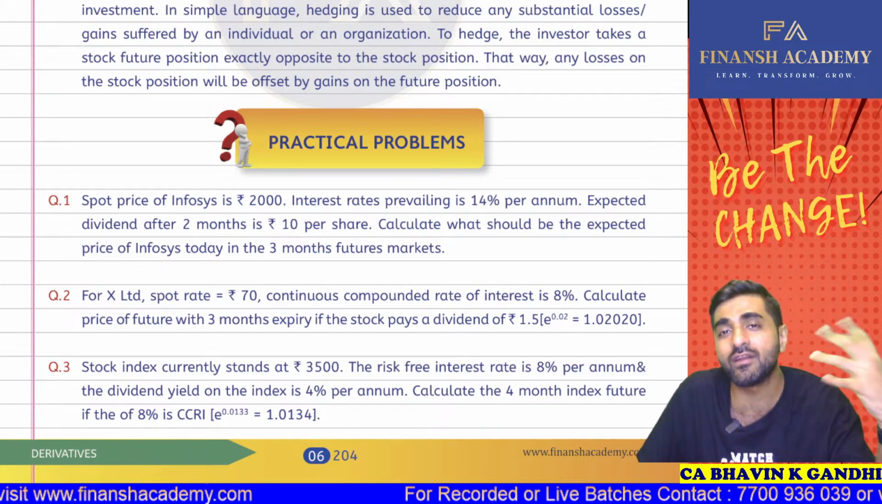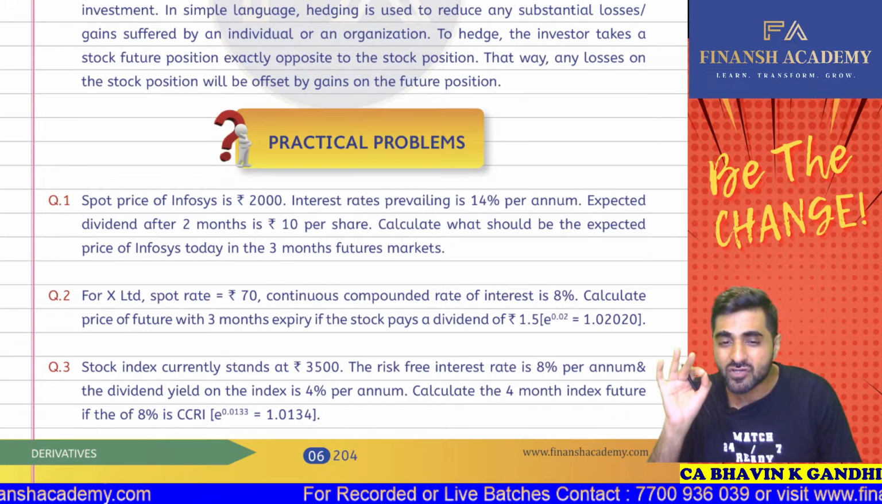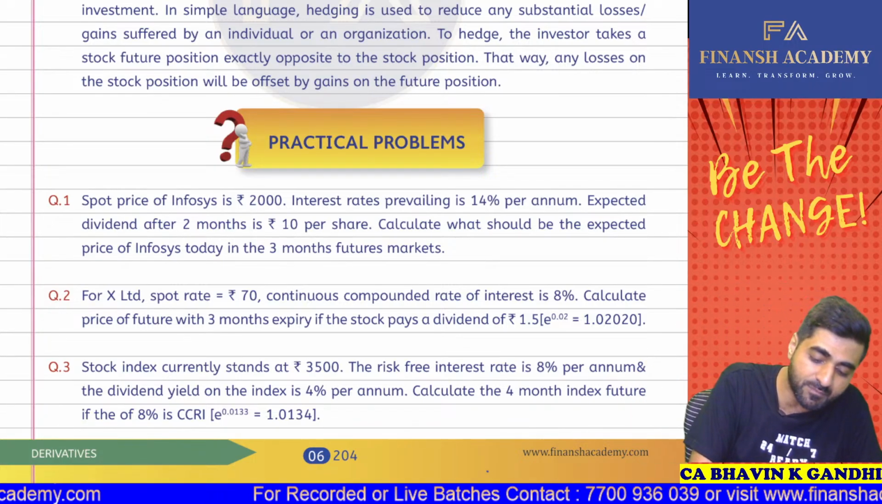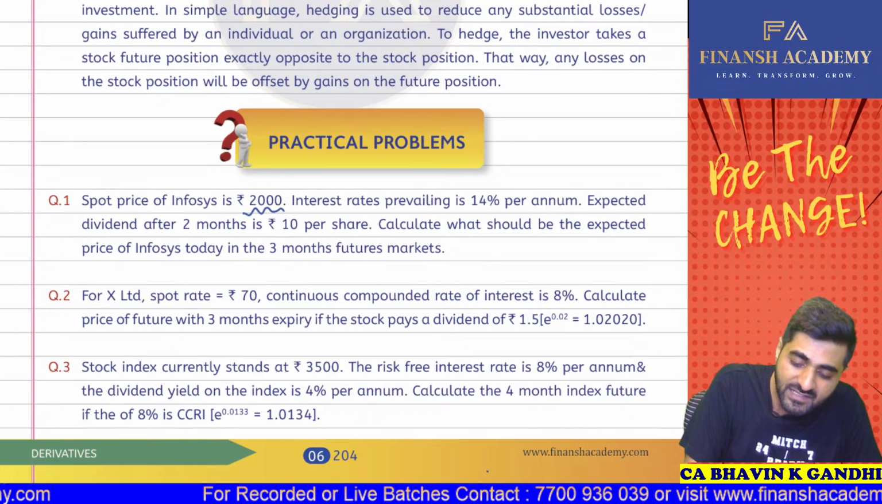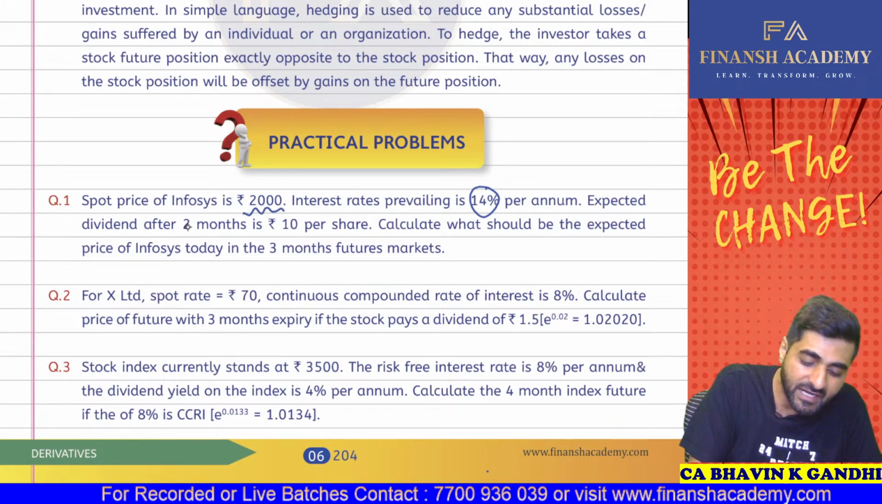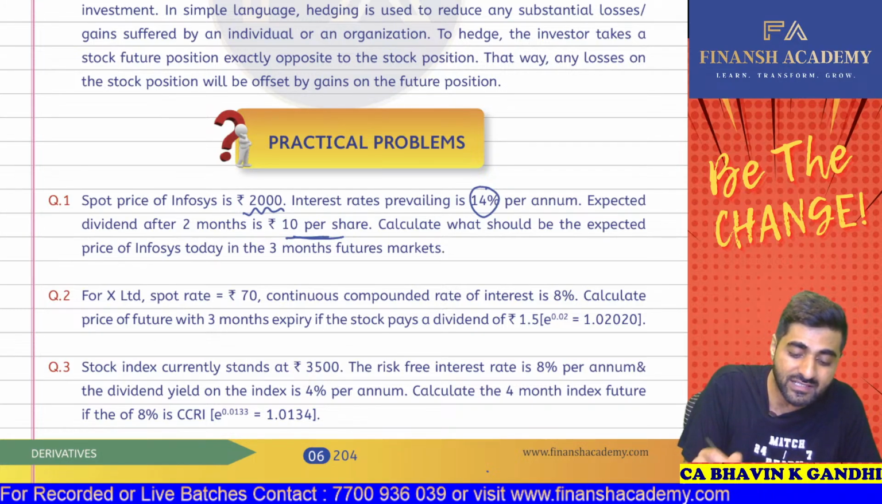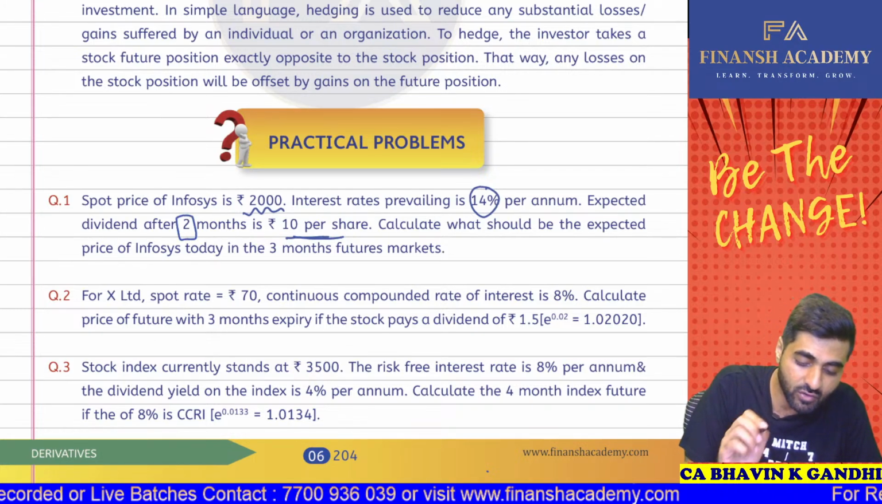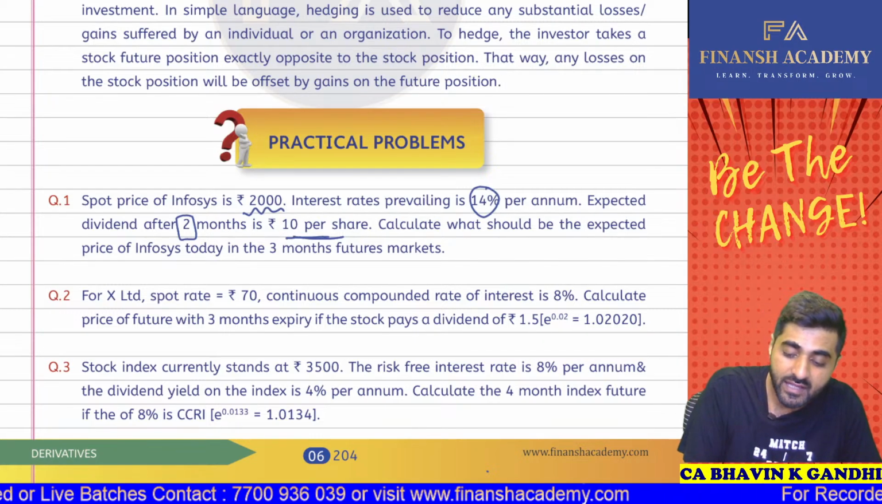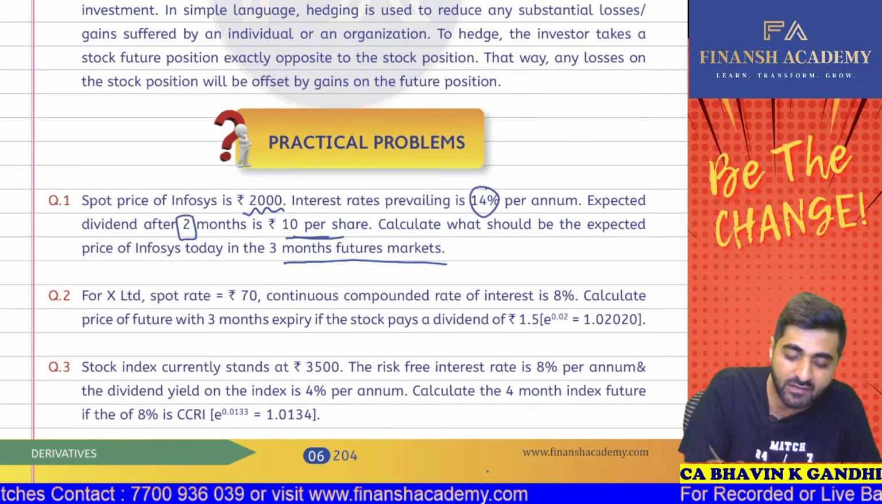Okay, so we have to look for now dividends. So we have in this particular question now the spot price of Infosys, which is 2000. So we have the spot available 2000. Interest rate prevailing is 14% per annum. Okay. Expected dividend after 2 months is rupees 10 per share. So this is expected dividend after 2 months. Okay, so we have to be very careful with this. Calculate what should be the expected price of Infosys today in the 3-month futures market.